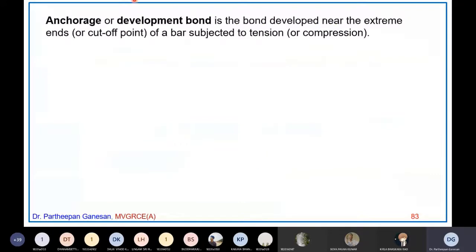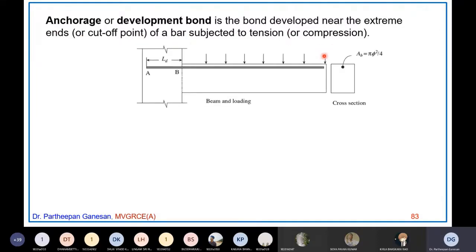Now, anchorage or development bond is the bond developed near the extreme ends or at the cutoff point of a bar subjected to tension or compression. For example, this is a cantilever beam. Obviously, in the cantilever beam, it is subjected to external load, so the tension will be at the top. So you are providing tensile reinforcement at the top.